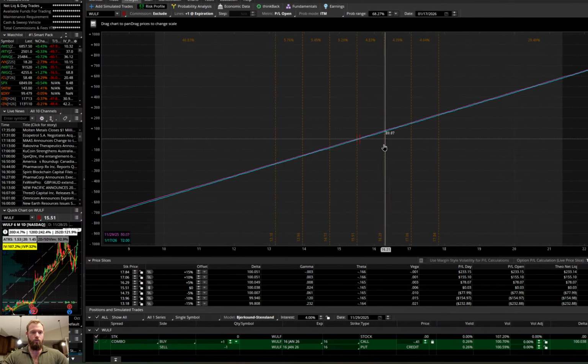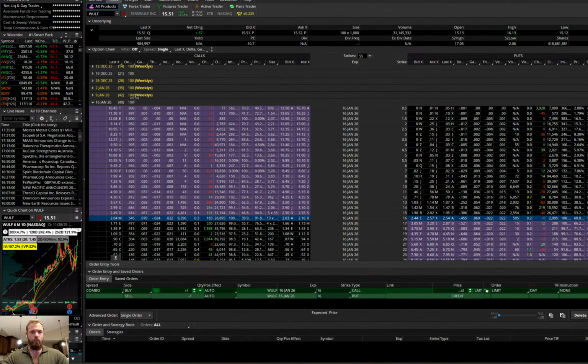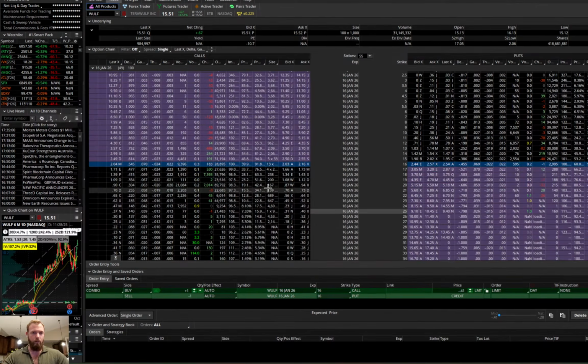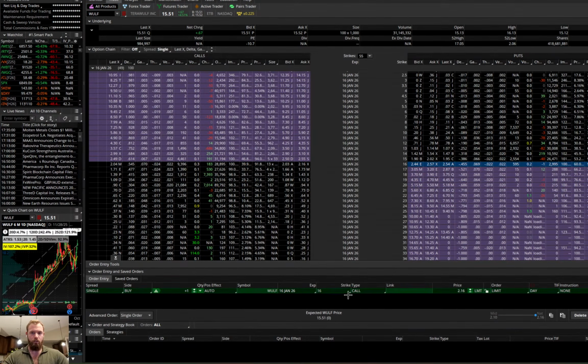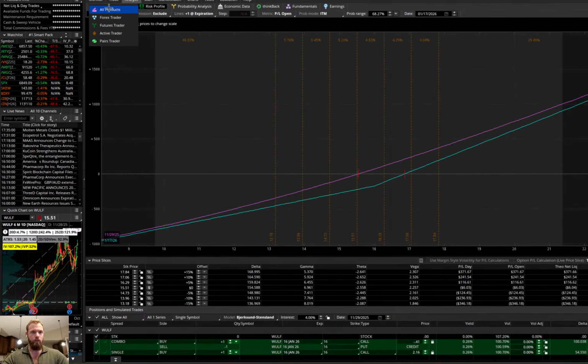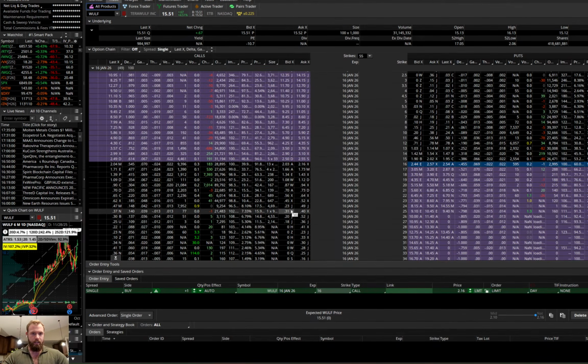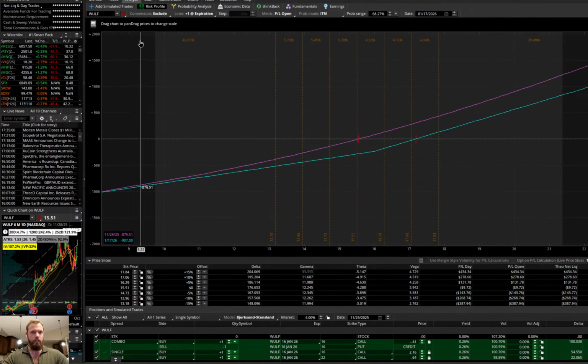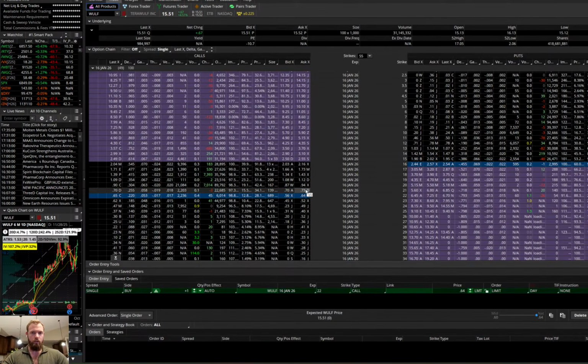This is your risk profile. Let's take a look comparatively at a couple options positions. Let's take a look at just getting the call. And then let's take a look at getting an out of the money call, like a 20 delta. And then let's take a look at one more, and we'll look at a 30 delta.